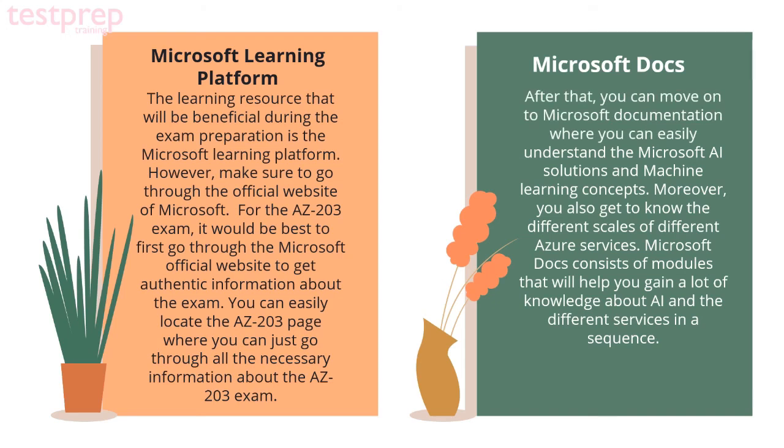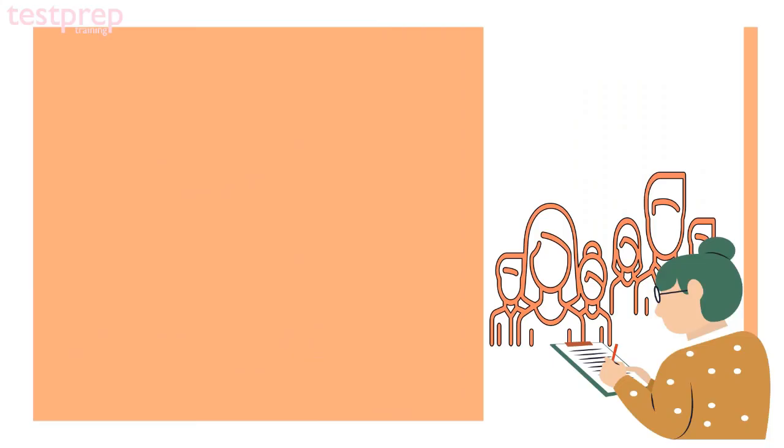Number 2, Microsoft Docs. After that, you can move on to Microsoft Documentation where you can easily understand the Microsoft AI solutions and machine learning concepts. Moreover, you also get to know the different scales of different Azure services. Microsoft Docs consists of modules that will help you gain a lot of knowledge about AI and the different services in a sequence.